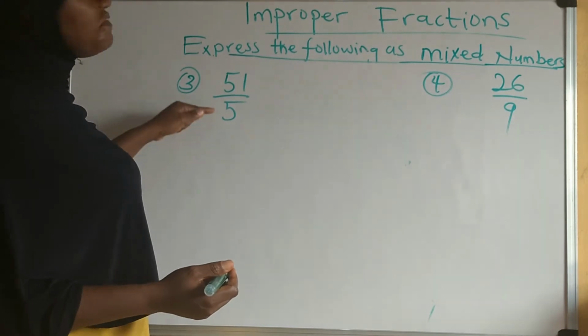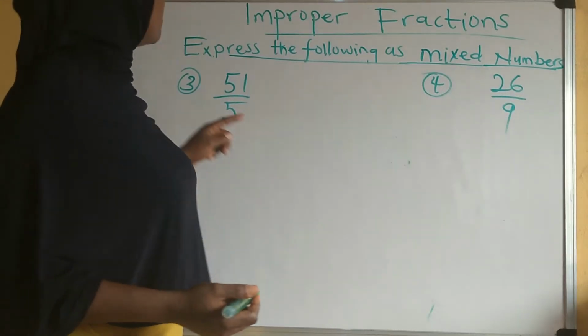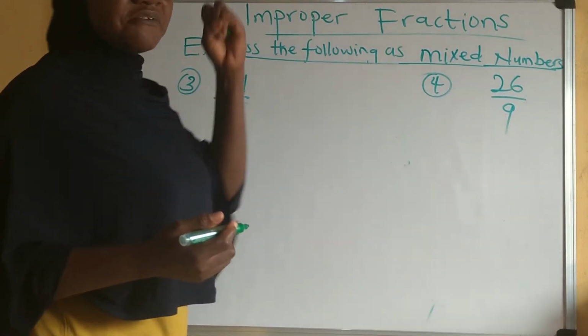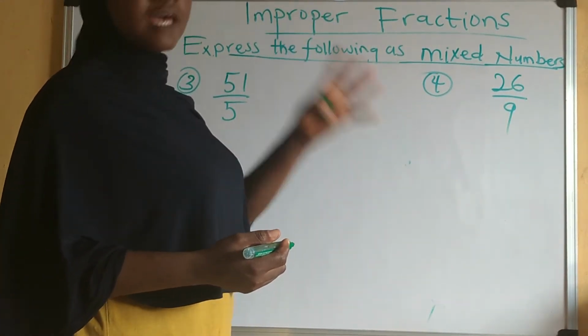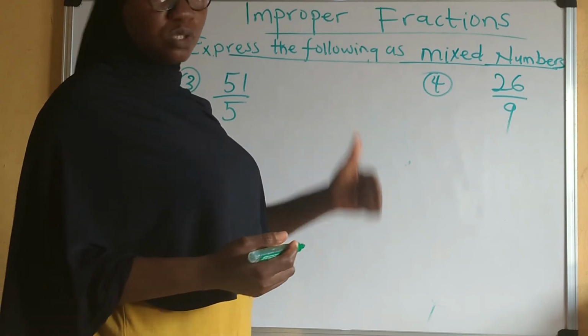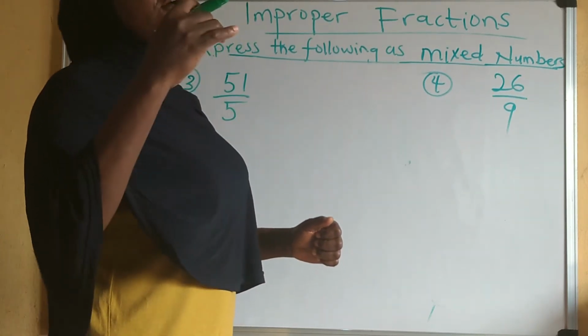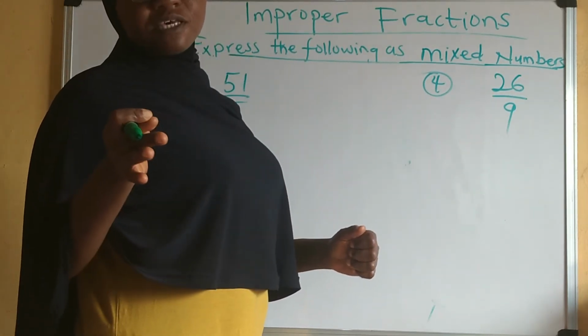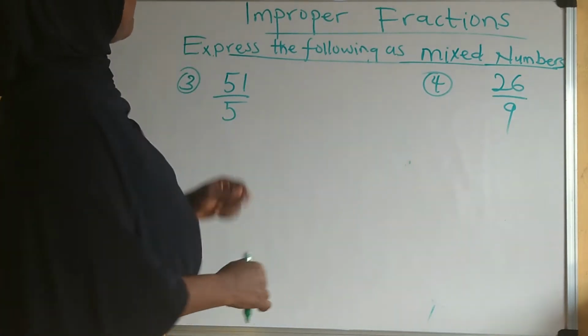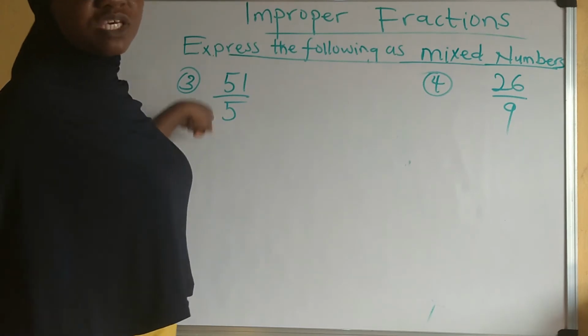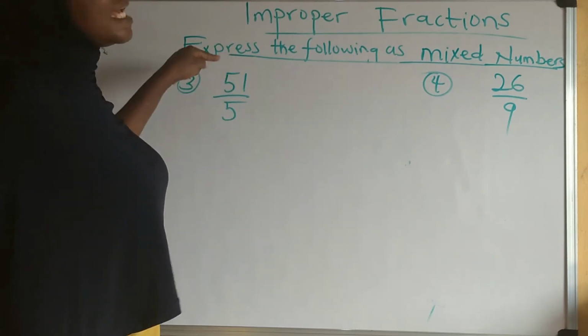I can say 5 times 1, 5, 5 times 2, 10, 5 times 3, 15, 5 times 4, 20, 5 times 5, 25, 5 times 6, 30, 5 times 7, 35, 5 times 8, 40, 5 times 9, 45, 5 times 10, 50. Now, 5 times 10 will give me 50, meaning that how many 5 can I get in 51 is what? 10. Why is it 10? Because 5 times 10 is what?